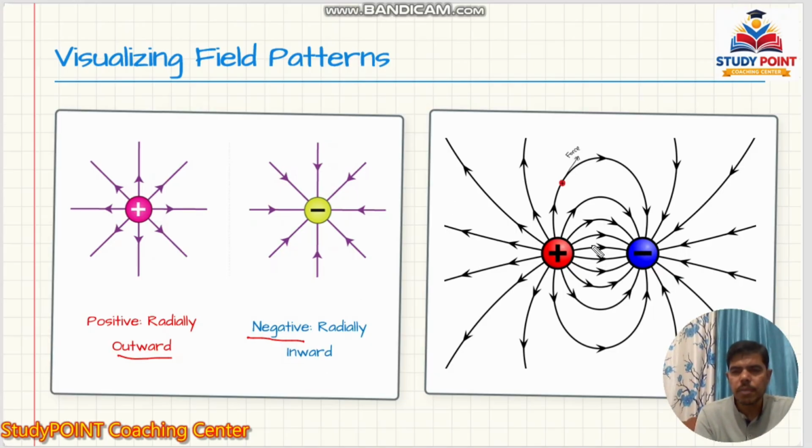But if there are two point charges, that is one is a positive charge particle and another is a negative charge particle, we see this configuration of electric field lines for two opposite charges. We see here the field lines go from positive charge to negative charge. All the field lines are going from positive charge to negative charge.